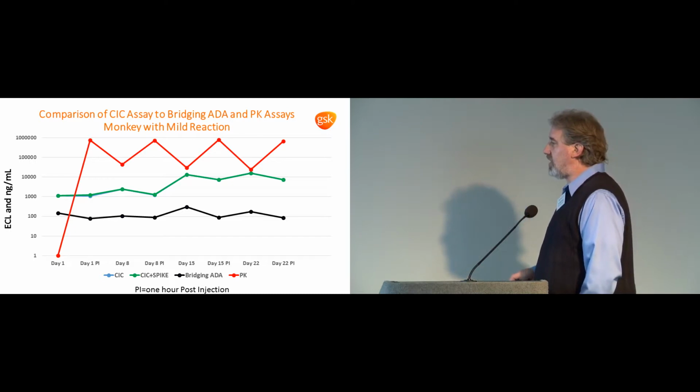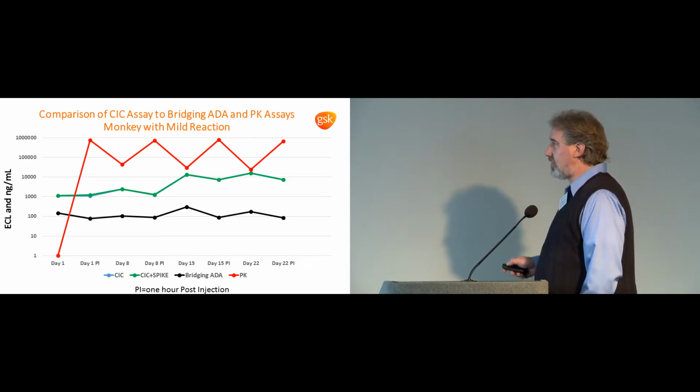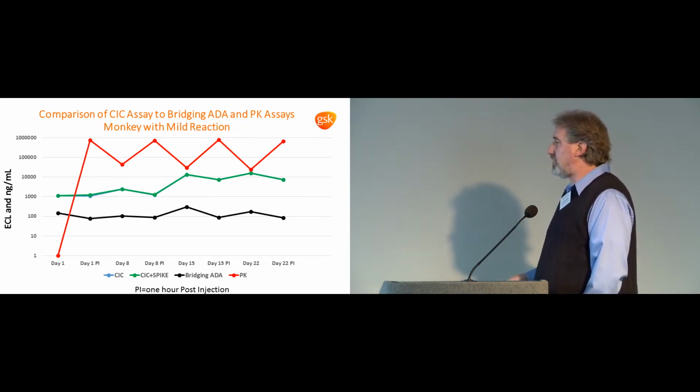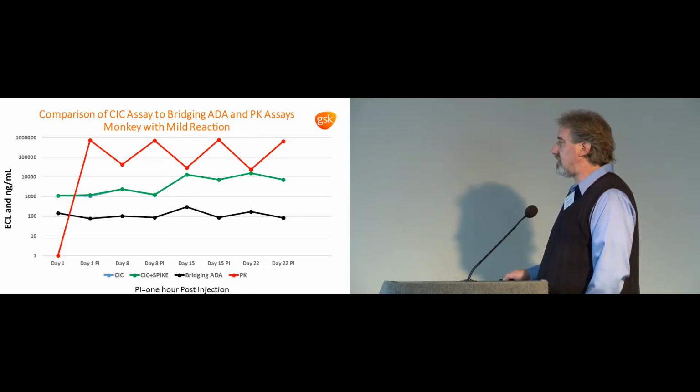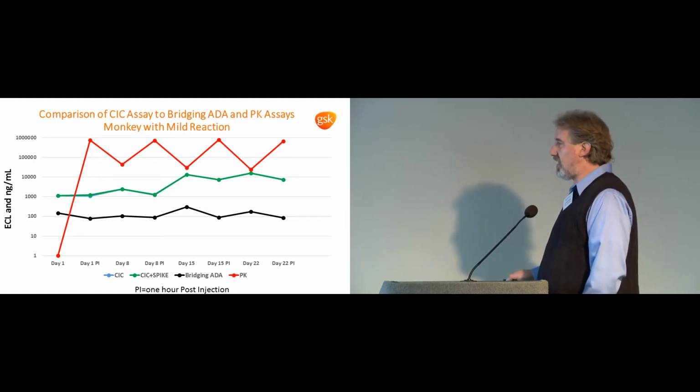After dosing, 1 hour after dosing, drug levels spike up. 1 week later, they've come down, they go up, they seesaw back and forth. This is basically a normal response that we would expect. If we look at our bridging ADA, we see maybe a little spike here, but then after you dose, everything goes back to baseline. This is a pretty normal response, suggesting that there's minimal ADA here.